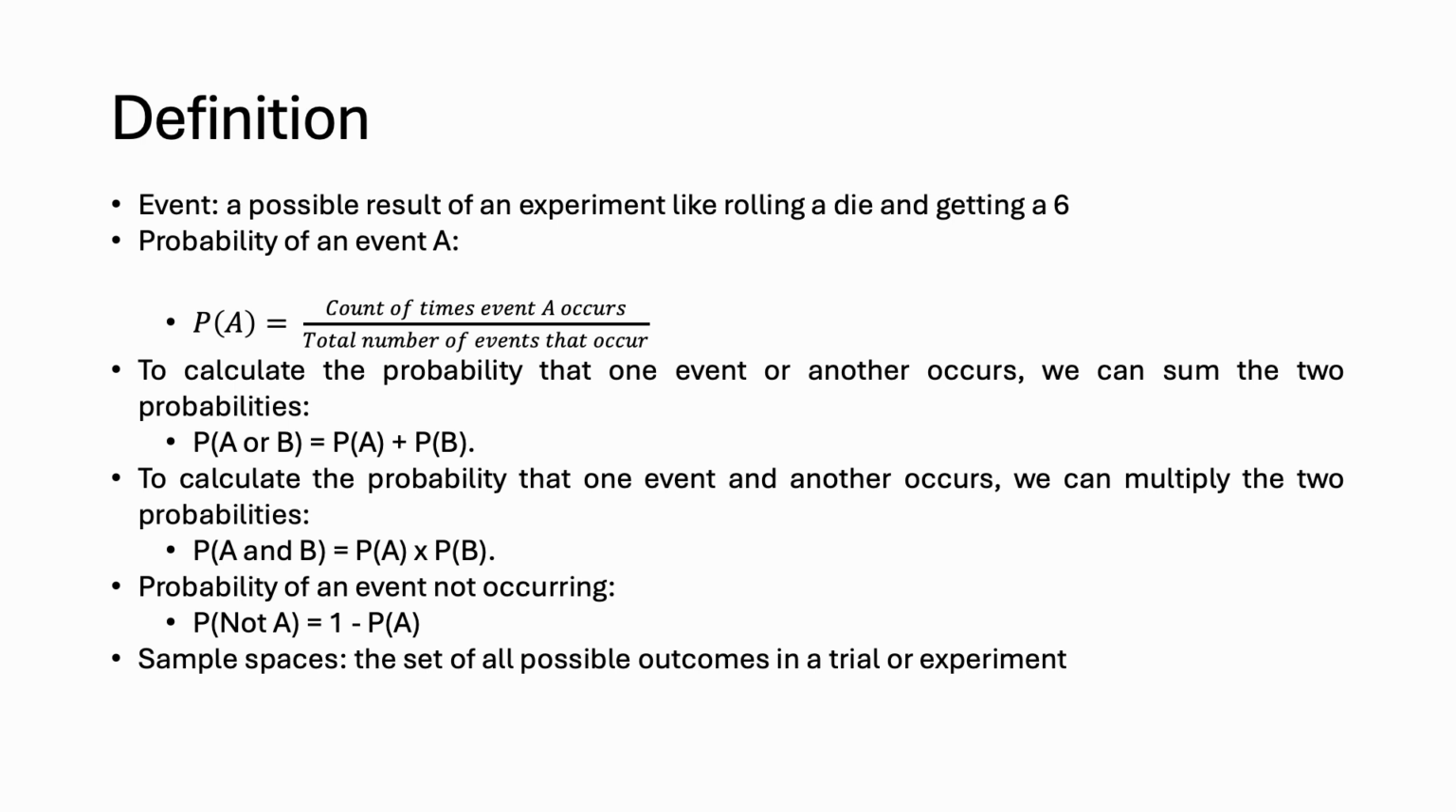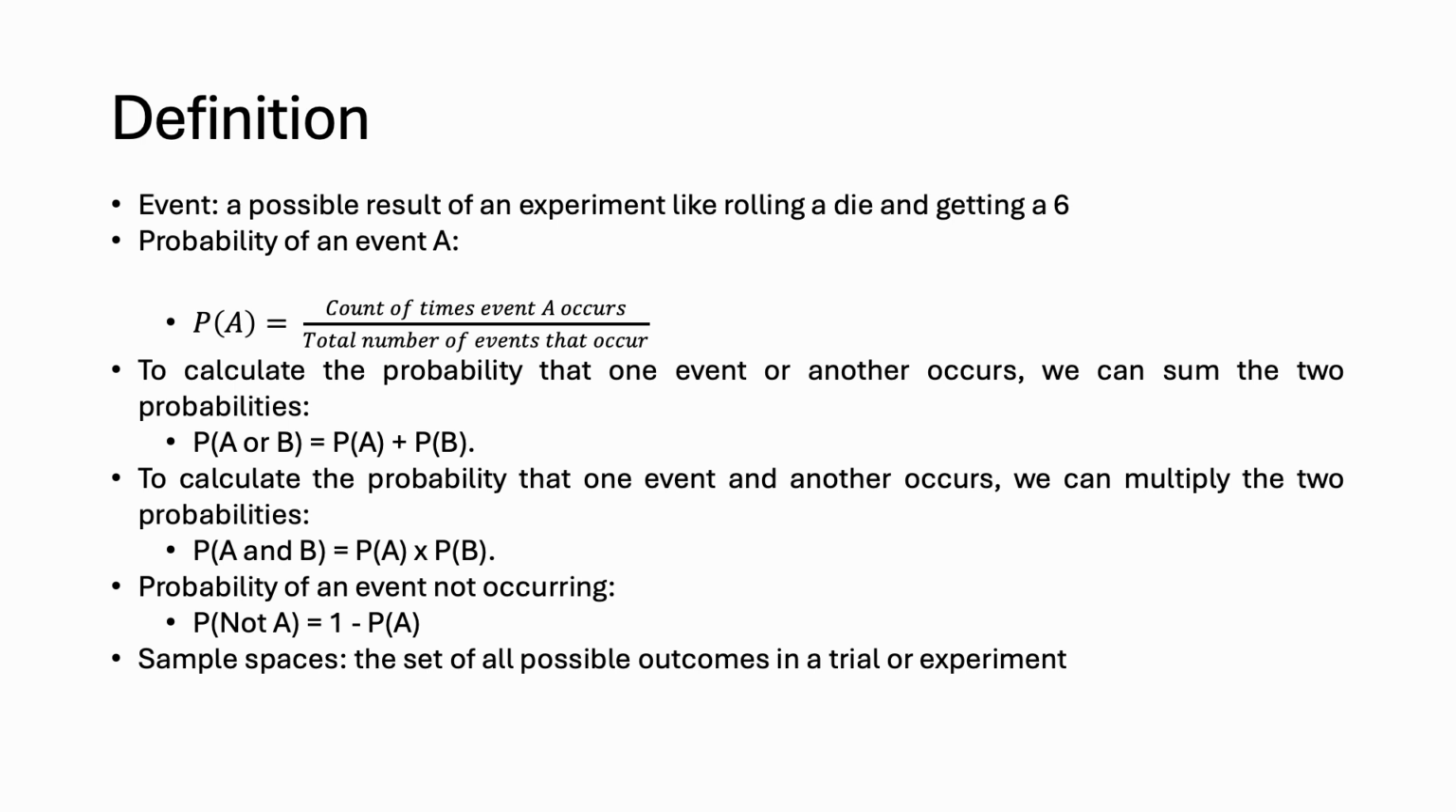And to calculate the probability of one event or another occurring, we can sum the two probabilities, as the formulas show below, and this applies only if A and B are disjoint, which means they cannot happen at the same time. To calculate the probability of one event and another occurring, we can multiply the two probabilities.